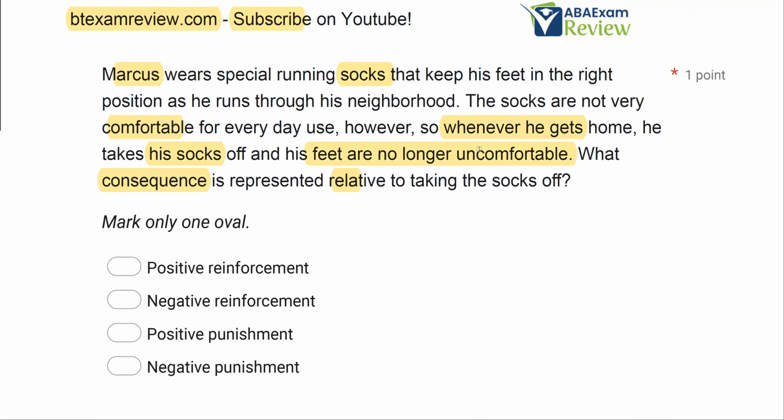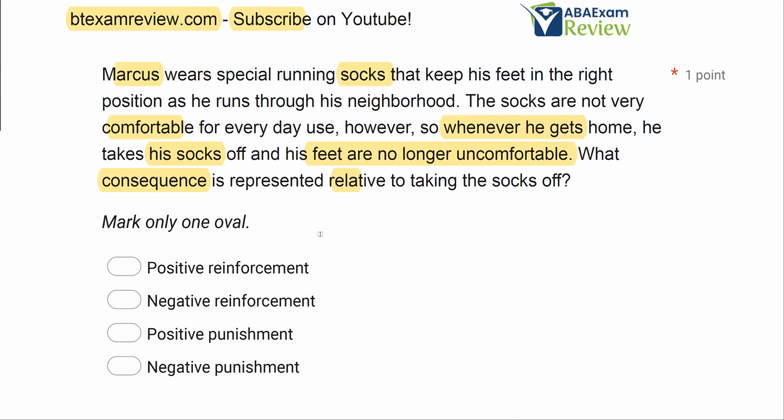Now we have to ask ourselves, is it reinforcing or punishing? Well, what does the future behavior look like? Or what is Marcus's typical behavior? The question says he wears these socks for everyday use, but when he gets home, he always takes the socks off. So Marcus always does this. So the consequence of no longer feeling uncomfortable leads to the continuation of the behavior, meaning Marcus is reinforced for taking the socks off by removing the discomfort. So first, we're removing something, so we have to have negative, and then the behavior is continuing, therefore it's reinforcement.